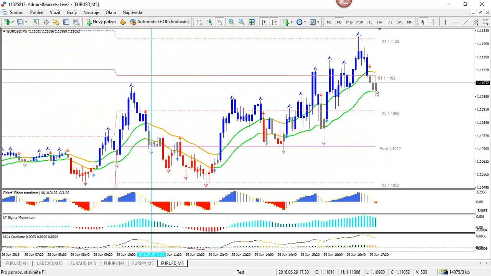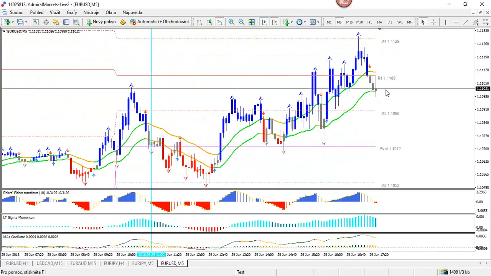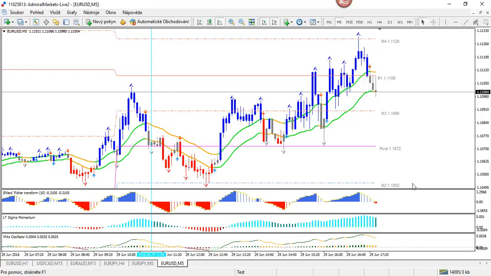But it doesn't mean it couldn't make that one more spot push up. At the moment, we are retracing. This is falling. This is turning gray. We have a red arrow, so we don't have a setup right now. But if it continues and then bounces, for instance, at the M3, and we get a blue candle, an arrow there, it could be a setup.